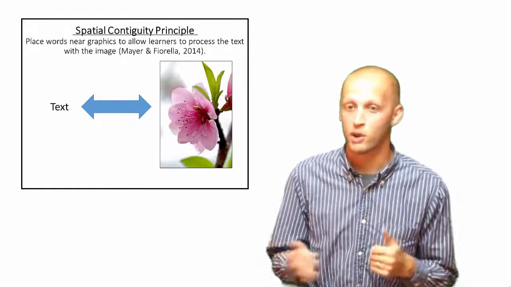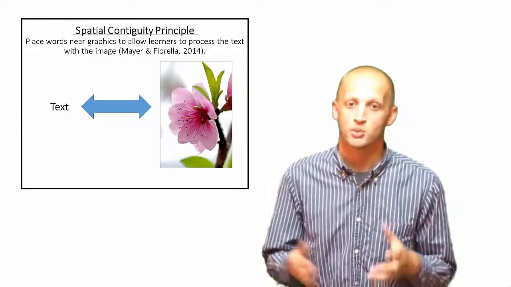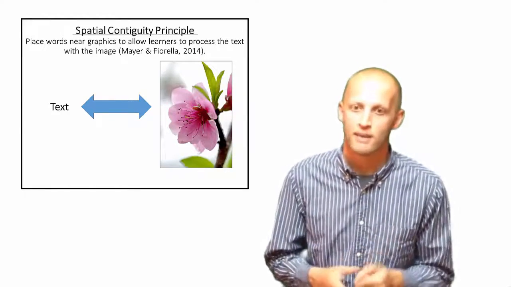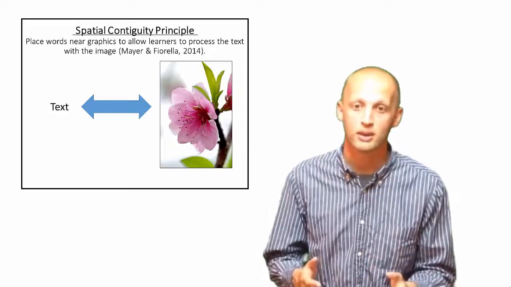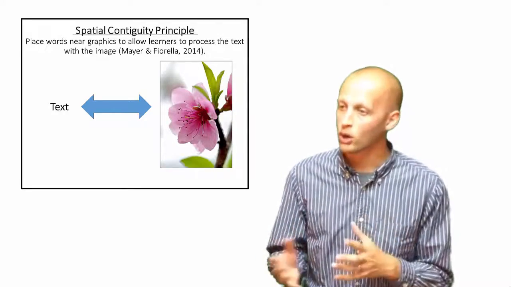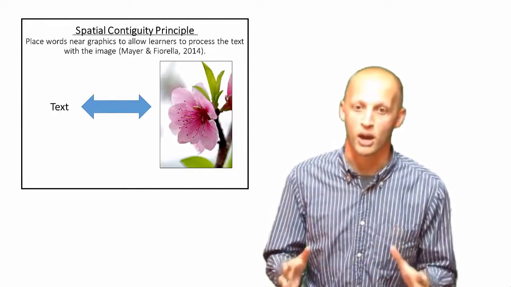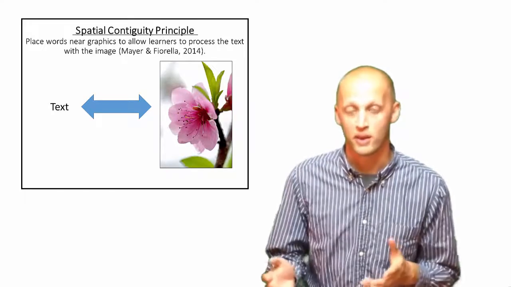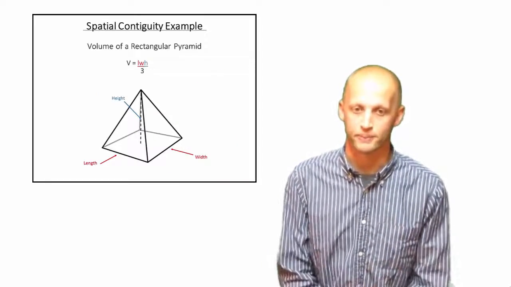As part of the cognitive theory of multimedia learning, spatial contiguity really helps the learners find relevant information quickly to process and organize them with prior knowledge. Then they can store it in their long-term memory.